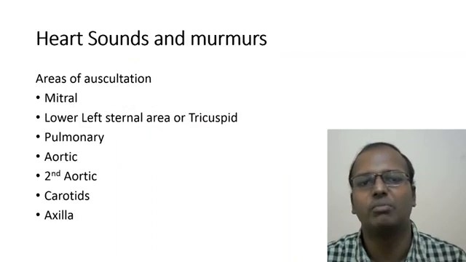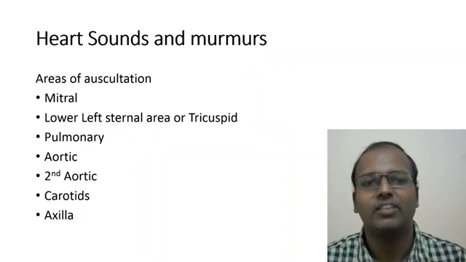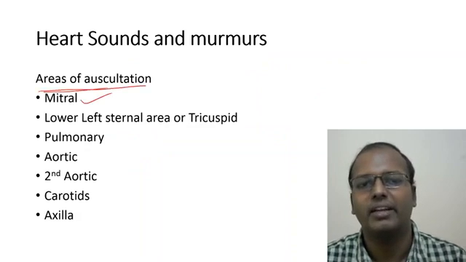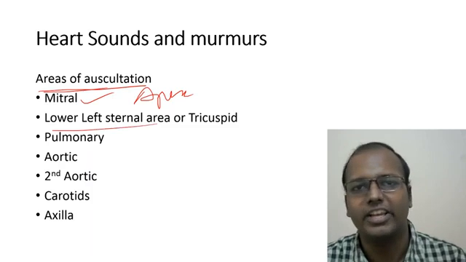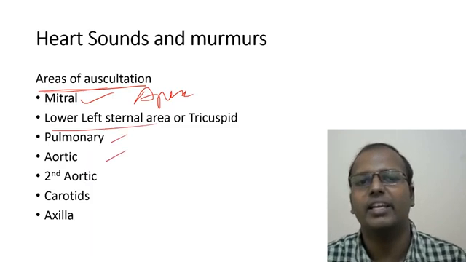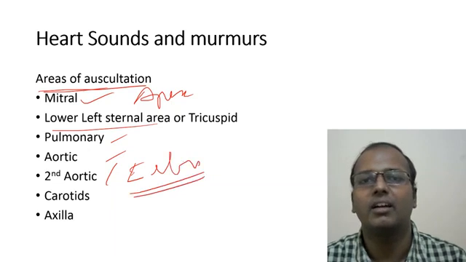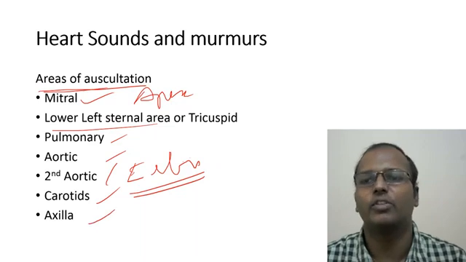So coming to the heart sounds and murmurs, you should know the areas of auscultation. Mitral area, that is at the apex, lower left sternal area, which is also called as tricuspid area, then pulmonary area, aortic area, second aortic area, which is also called as Erb's area, which is third intercostal space, left side close to the sternum. Carotids you have to check, and axilla you have to check.